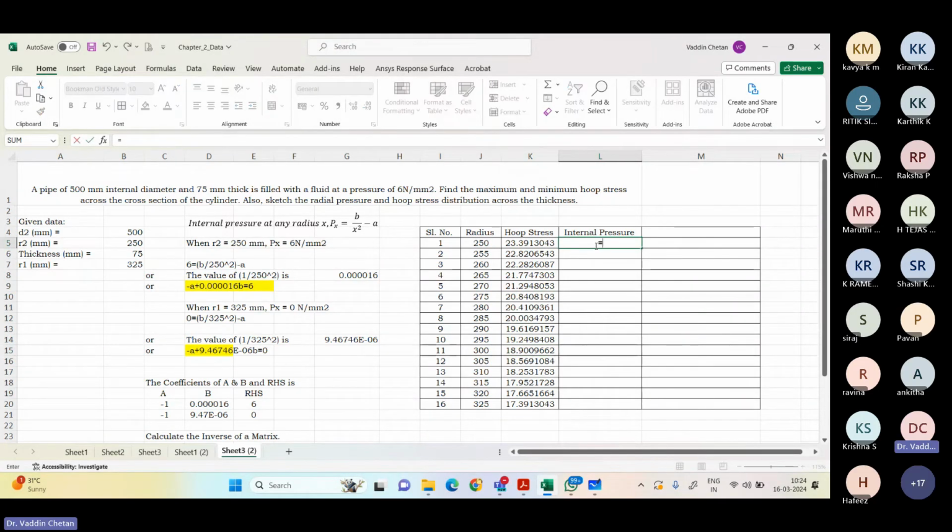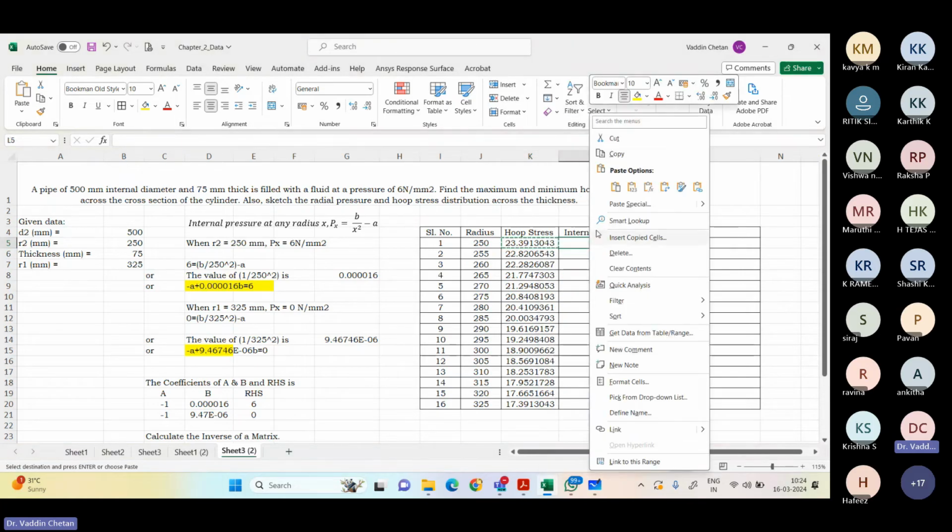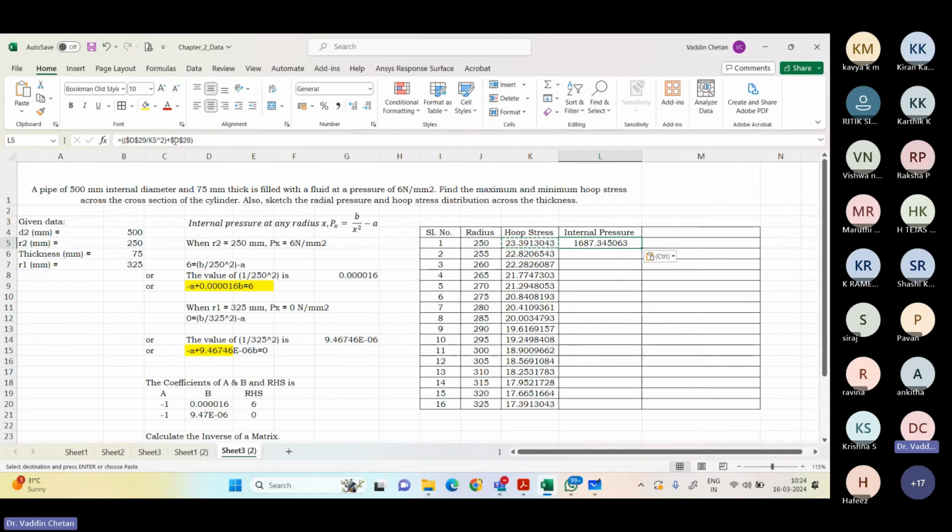Now I need to calculate the radial stress. For this also, again, without writing it, you copy that, you paste it as a formula. Here, you should make it as B by R square minus A. Again, here it is showing it as K5, but you make it as J5. Select. So here the condition is satisfying, right? Because it's a boundary condition, at radius R2 equal to 250 mm, the pressure is 6 Newton per mm square. It is showing here.